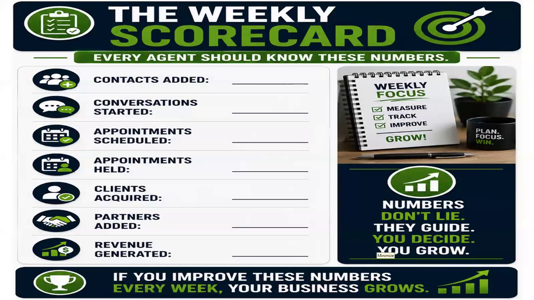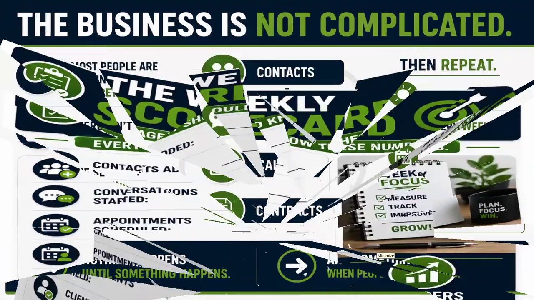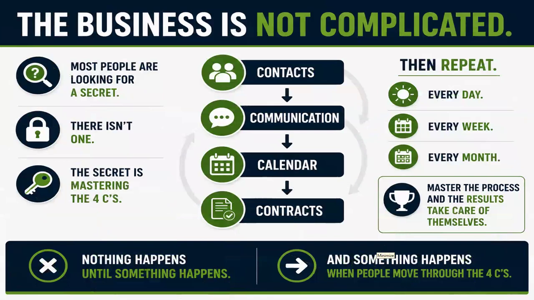If these are low, look back at the C. What C are you getting stuck on? Fix it and then move on. Measure, track, improve, and grow. If you improve these numbers, you are bound, with certainty. If you improve these numbers every week, your business will absolutely grow into different types of areas that maybe even surprise you. So this business is not complicated.